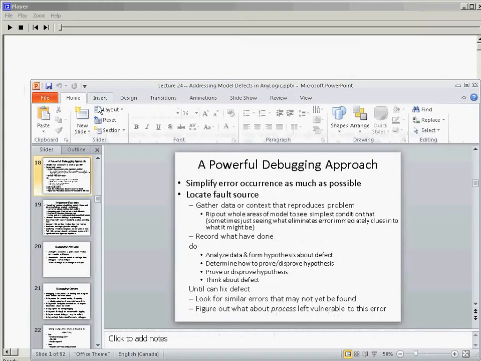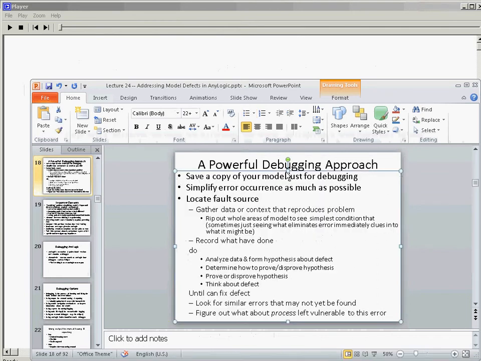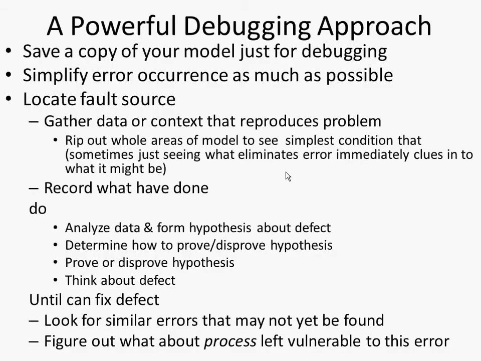I'm going to actually put that in here as the very first line. So save a copy of your model just for debugging. And the idea here is that we are going to be able to modify this copy of the model with abandon. And you're going to have confidence you can go back to the true version at any point. Okay? So you don't have to worry that you're damaging something with the model.